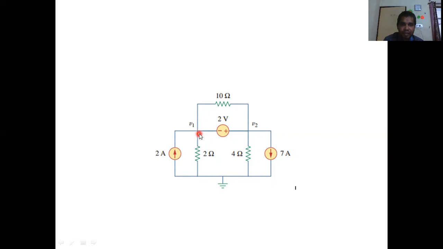So here we have one node here, one node here, and the reference node. So V1 and V2. We have a 1 ampere current source here. One current will flow through this branch, one current through this branch. Similarly here, one current will flow through this branch, and one current through this branch. Let us see the diagram.